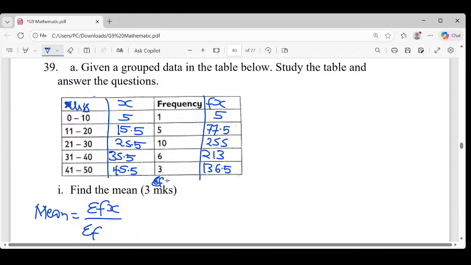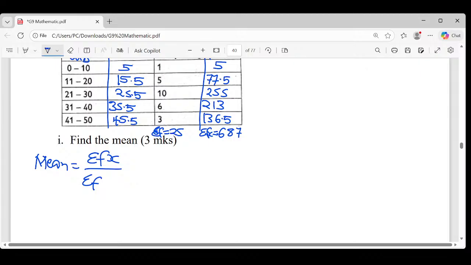So let's get the summation of f by adding the f column: 1 plus 5 plus 10 plus 6 plus 3 gives a summation of 25. We also get the summation of fx by adding that column: 5 plus 77.5 plus 255 plus 213 plus 136.5, that is 687.